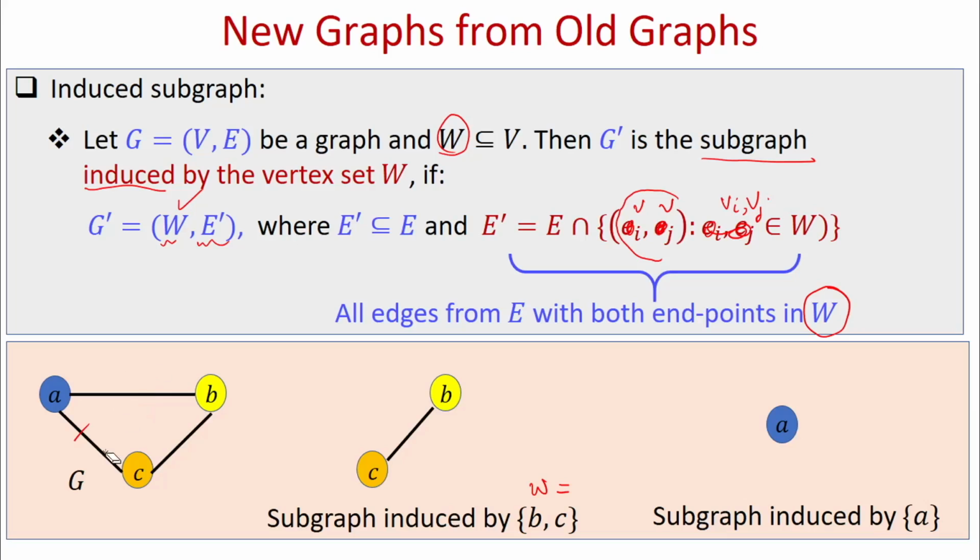Whereas if I take my W to be the node A only, then I get an empty graph. Empty graph in the sense which has no edges, because this edge won't be there as B is not within my W. This edge won't be there because the node C is not within my W, and this edge also won't be there.